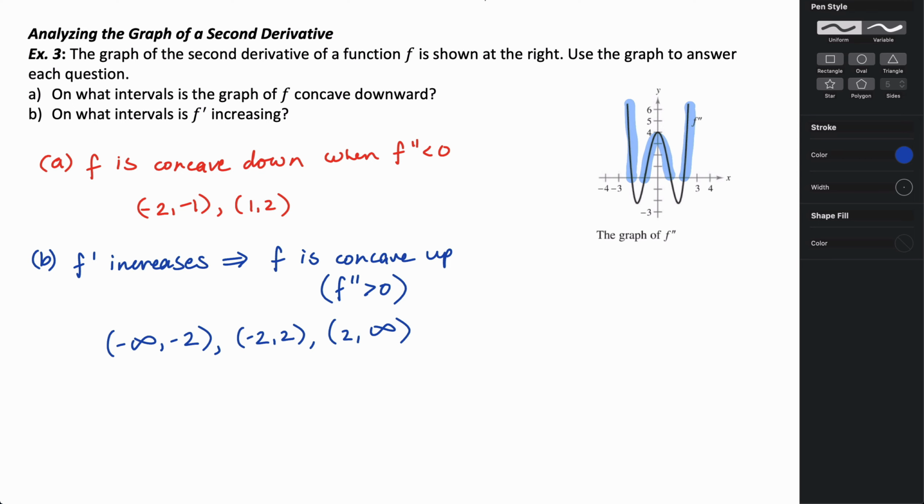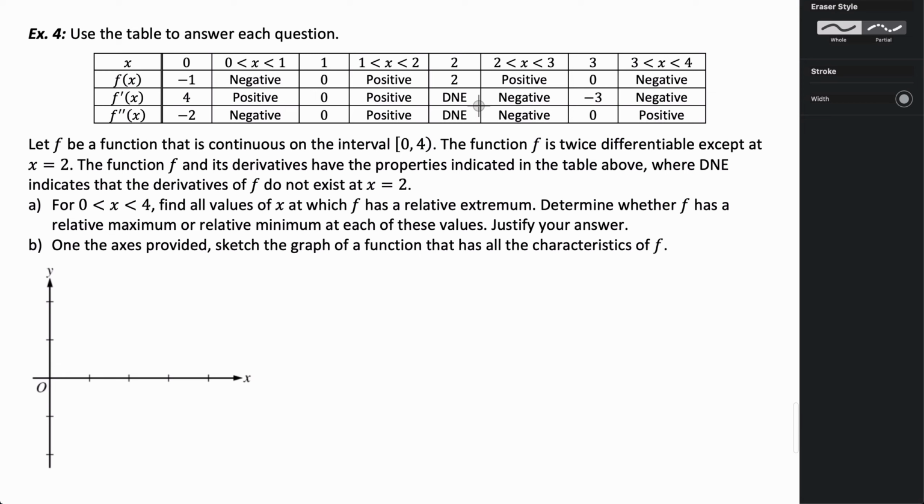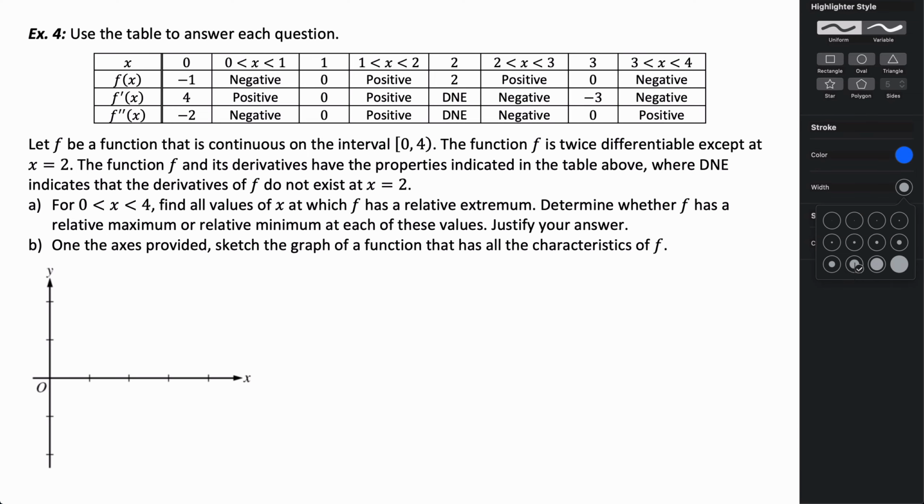All right. And last example. In this one, ultimately, we're going to have to sketch a graph, but we're given a table of values. So let's read what we are given in this problem.